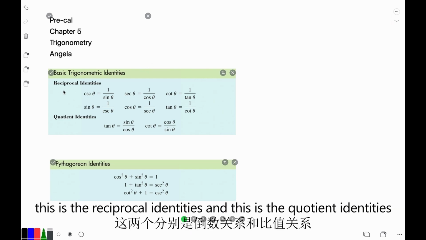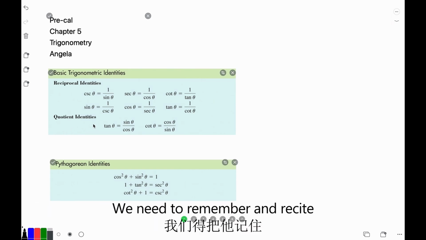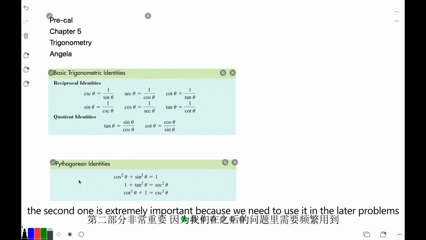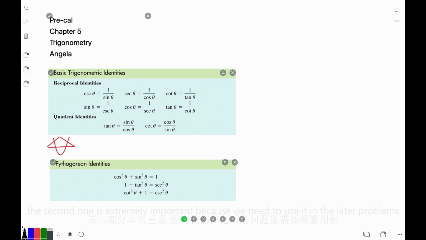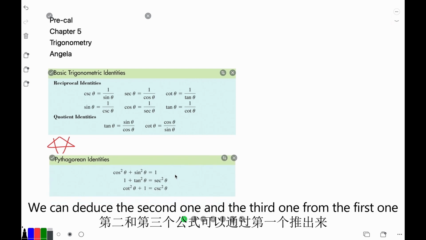These are the reciprocal identities, and these are the quotient identities. We need to remember and recite them. The second one is extremely important because we need to use it in later problems, and we can deduce the second and third ones from the first one.